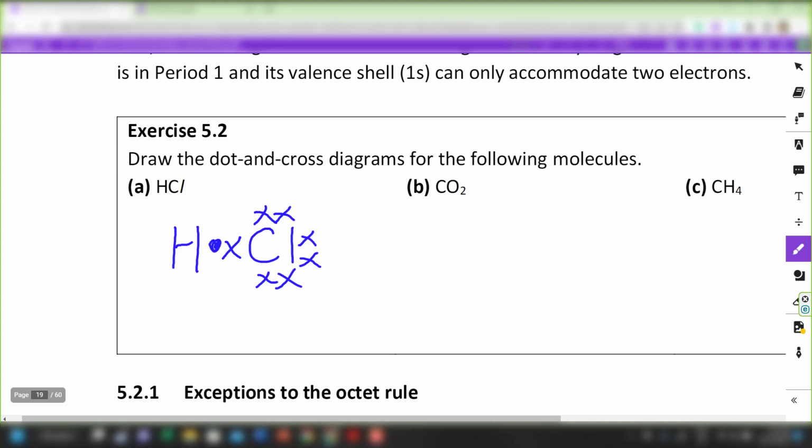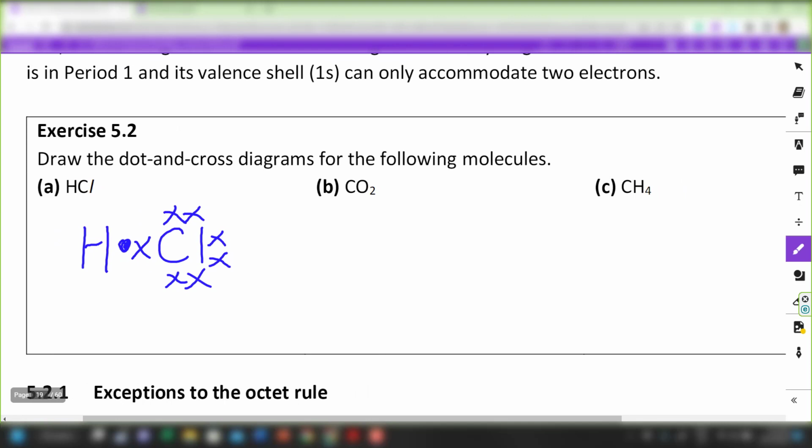You know that chlorine has an odd number of electrons, 7 in total, so you need to share 1 electron in order for it to attain an octet configuration. And then hydrogen has a duplet. So this will be the simplest dot and cross diagram for HCl. Then for the case of CO2, I think we have the answer above, because in the earlier section you were required to draw the sigma and pi bonds for CO2. So in our case here, it will be pretty straightforward. Carbon will be in the middle, oxygen at the sides.